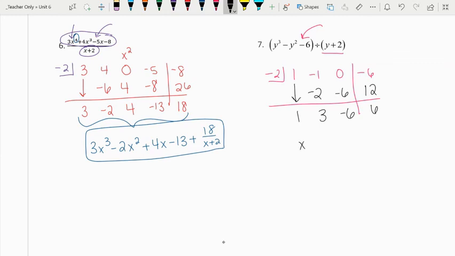Now if we rewrite it, it's going to be x squared plus 3x minus 6, and then 6 over y. Again, I started with x squared because it's always one less than the original one we started with.